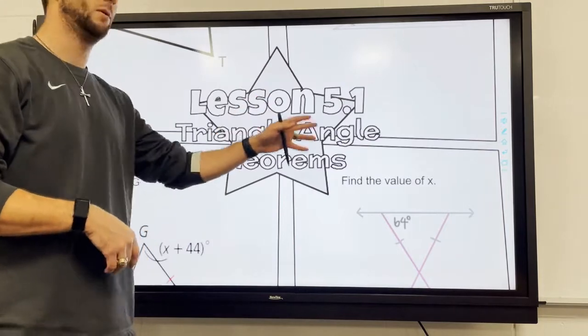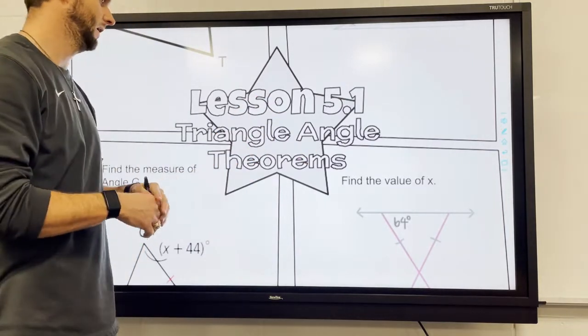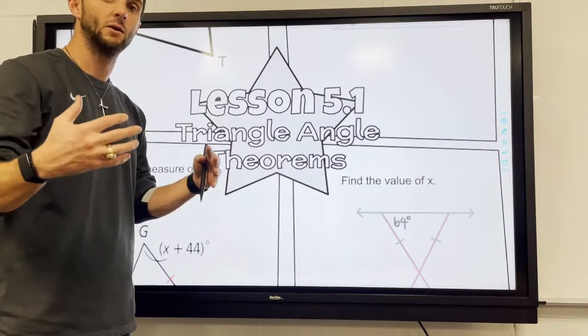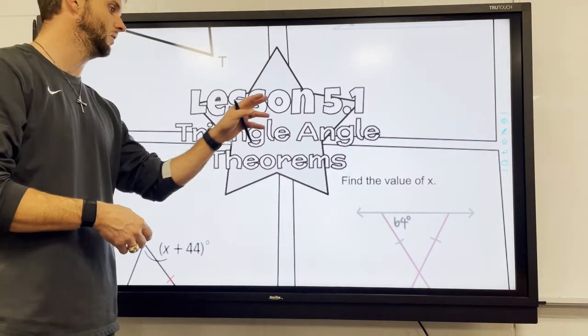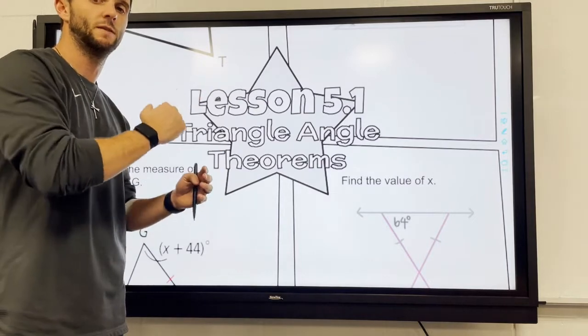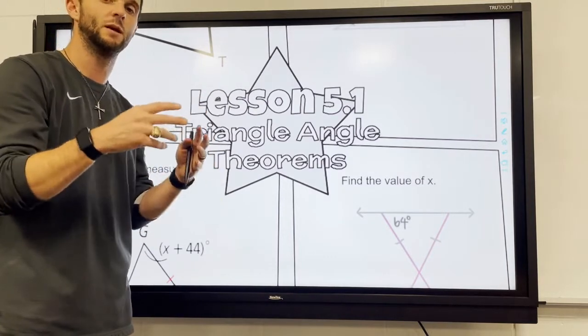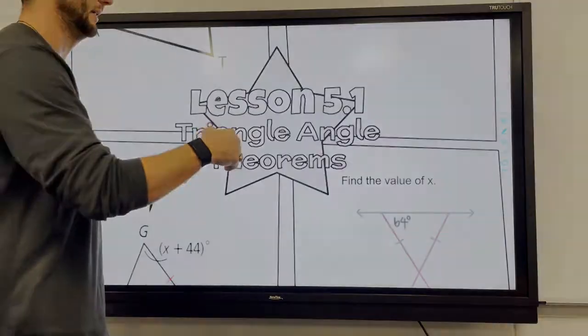Doing lesson 5.1, starting into unit 5, and we're going to be dealing with all this stuff about triangles. So welcome to the triangle unit. The first thing we're going to look at is some triangle angle theorems. So basically dealing with the triangles and some of their angles, we're going to look at some different theorems. So let's jump into that.